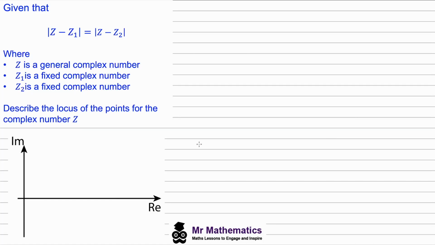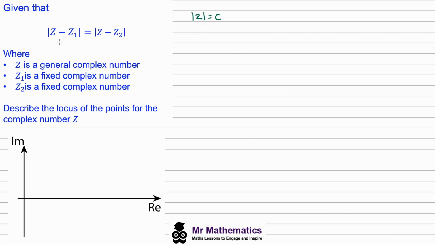So in this video, we're going to continue looking at the loci of complex numbers. We saw in a previous video that when the magnitude of a complex number z is equal to a constant, this creates a circle. In this video, we're going to look at loci of this form.